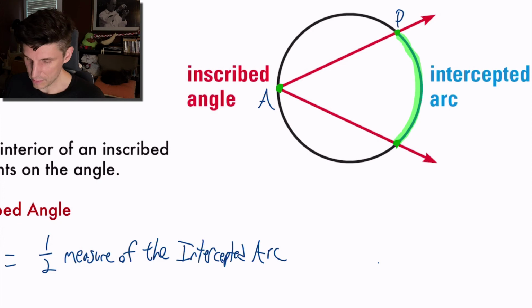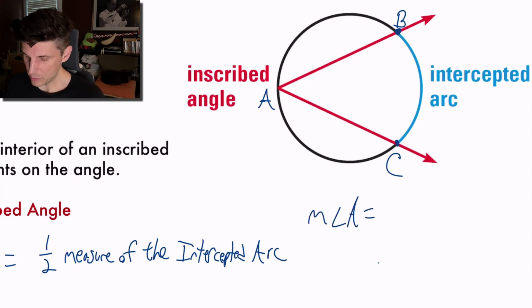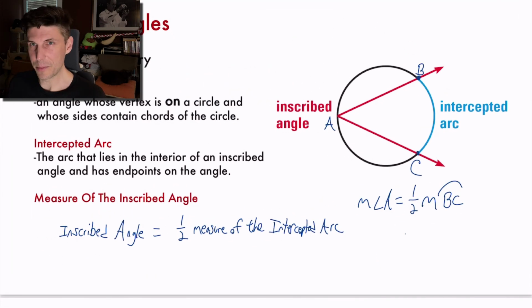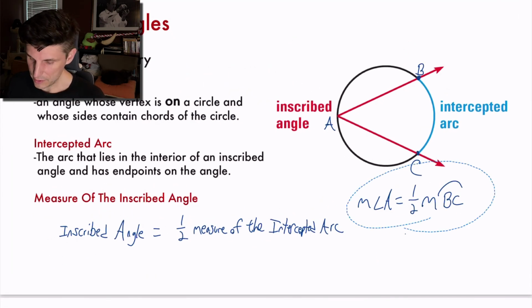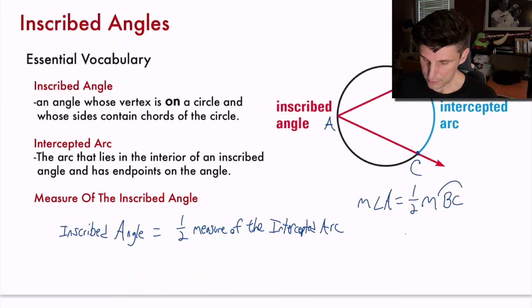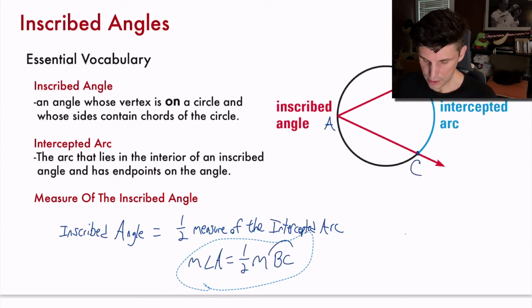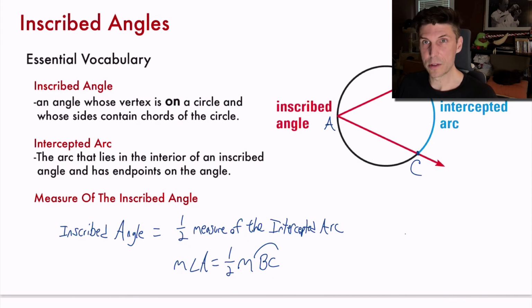If we give these points names, we'll call this A, this B, and this C. You could say that the measure of angle A is equal to 1/2 the measure of arc BC. In this particular diagram, that's what we'd be talking about. Even though I wrote that out in English, it's probably better to think about it in terms of those letters. All right, let's move on.